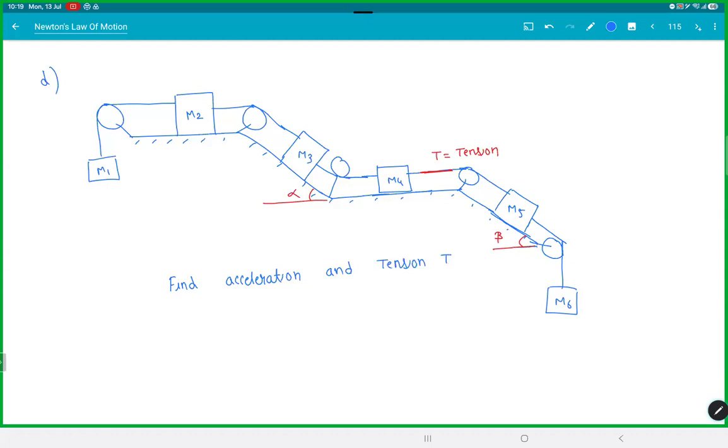If you try to do it normally, we have to draw 6 FBDs, 6 tensions. All will have the same acceleration. You'll get 6 equations and solve. It can be done, it goes lengthy. But if you use the net force method, it is one equation.